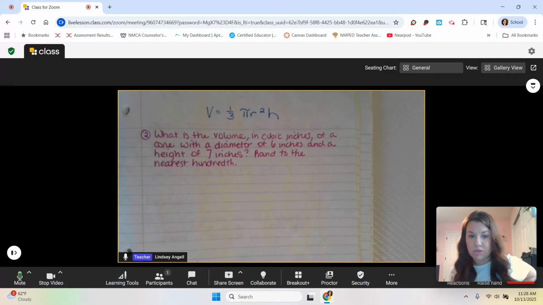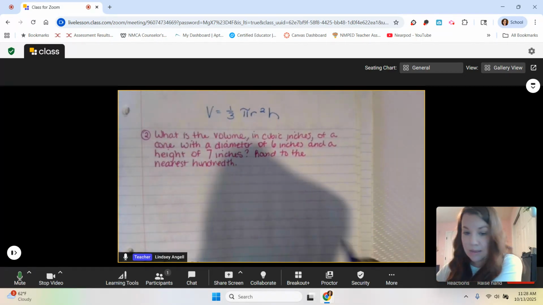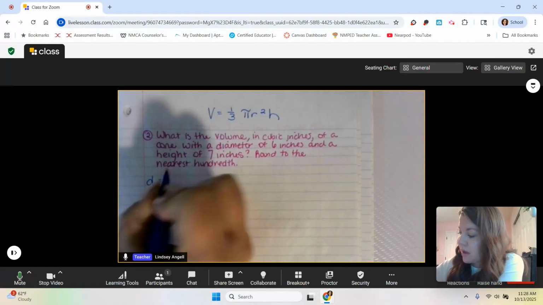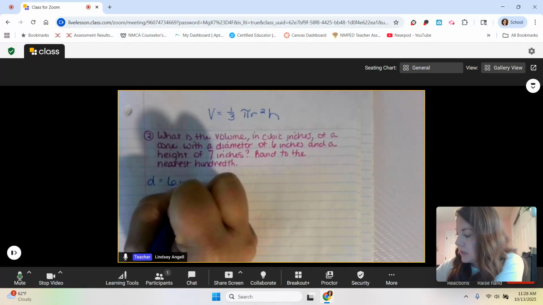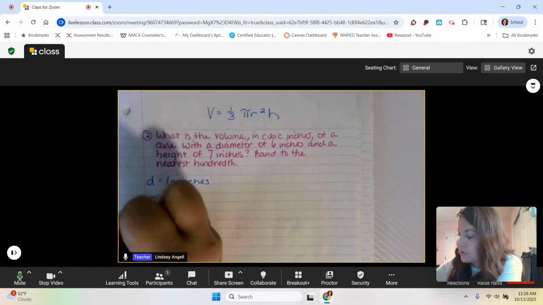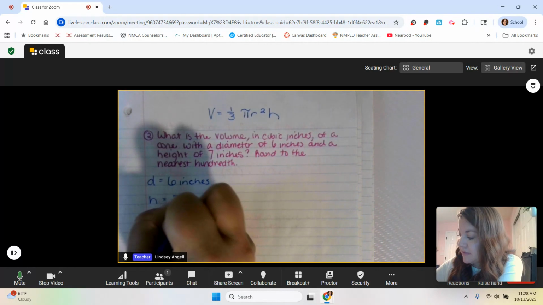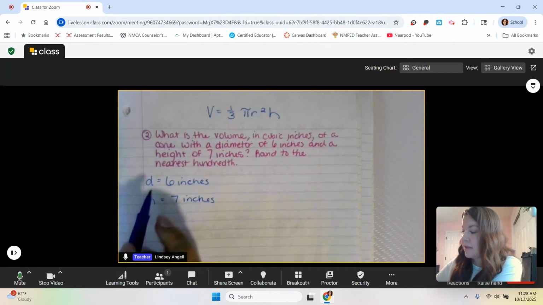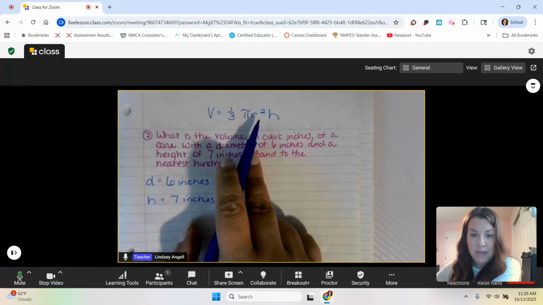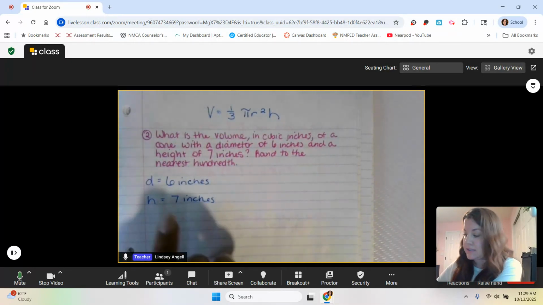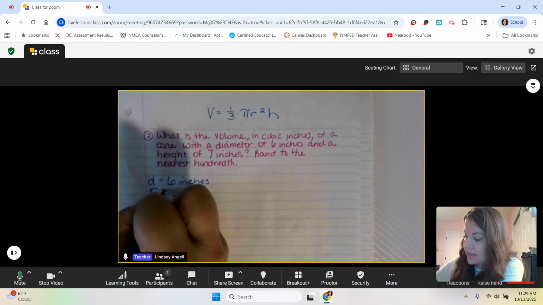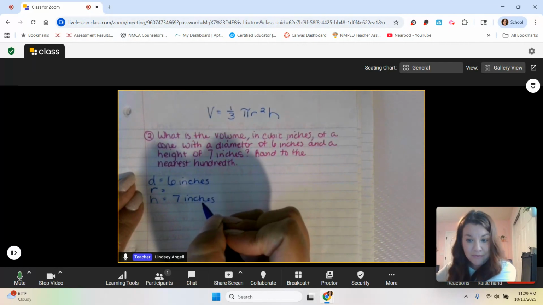Round to the nearest hundredth. So the information that I'm given in the problem, first off, I'm given the diameter of 6 inches. But that's not what I need, right? Now, we do have a height of 7 inches, so that's helpful. But notice in our formula, 1/3 times pi times the radius squared times the height. So I need the radius, but I was given the diameter. Well, remember, a radius is half of the diameter.